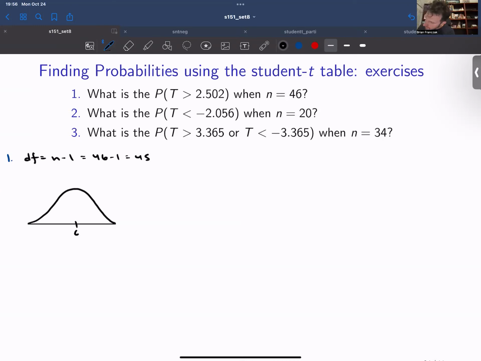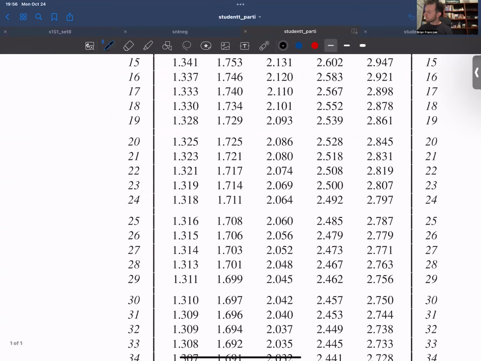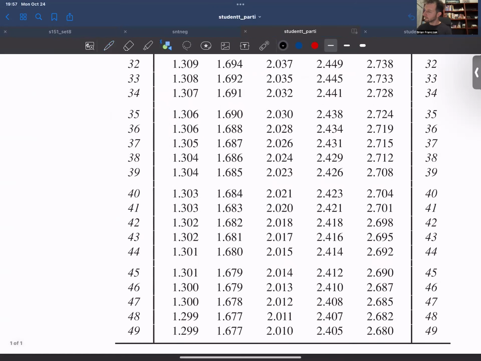Right, so in this case, here's my student t curve. This is going to be t equals 2.502. And what I want is this red shaded part here, right? So this is the probability that t is greater than 2.502. So I go to my t-table and I'm looking for the 45 degree of freedom line. So that's right here. This line down here.